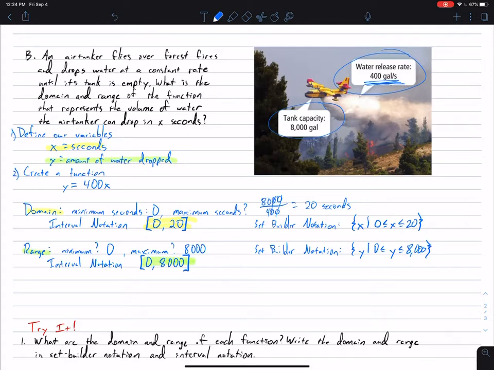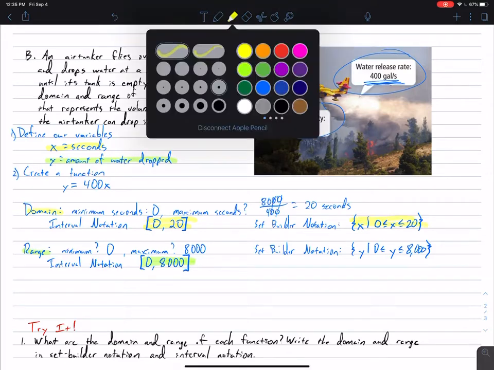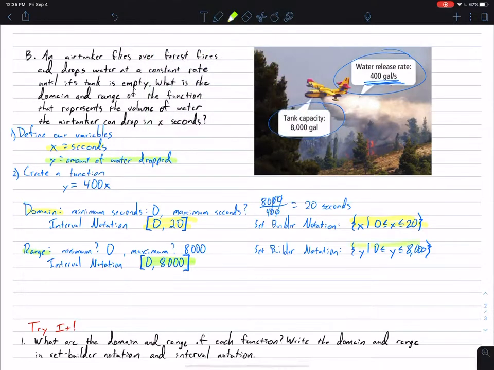Again, either one is right. You can say interval notation or set builder notation. I'm generally going to prefer interval notation, but they are both correct. They reflect your data. They tell you what is included in your domain and your range.